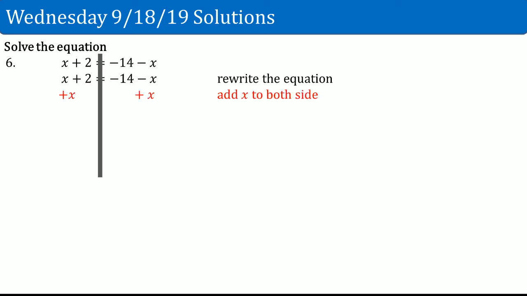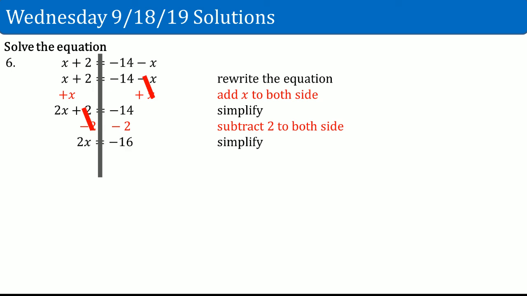X plus x on the left-hand side becomes 2x. And bring down the 2. On my right-hand side, bring down the negative 14. The negative x plus x cancels out. Subtract 2 to both sides. That cancels out on the left-hand side. That's our goal. We get a 2x on the left-hand side. On the right-hand side, negative 14 minus 2 is negative 16. Okay, 2x equals negative 16. Divide 2 to both sides, because that is how you get x alone. Negative 16 divided by 2 becomes negative 8.